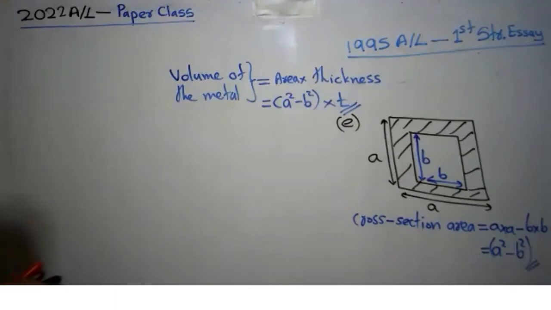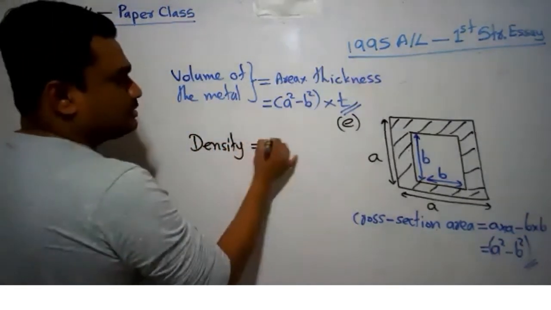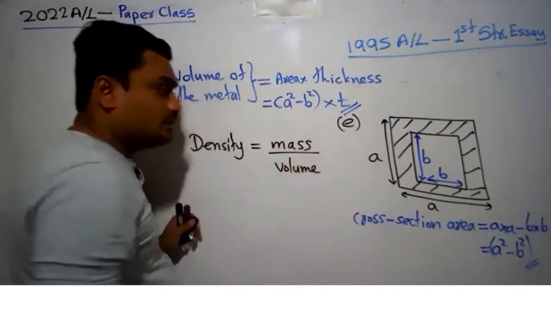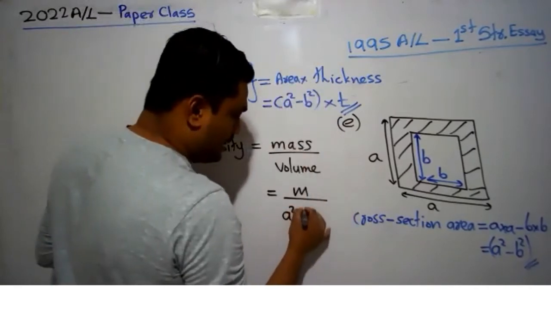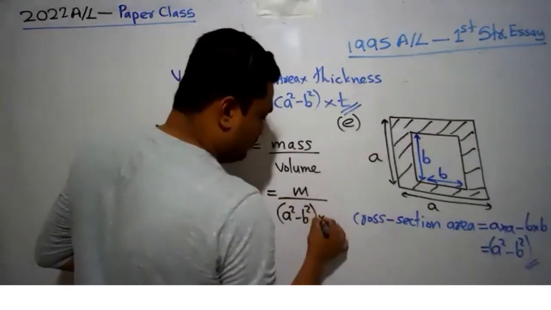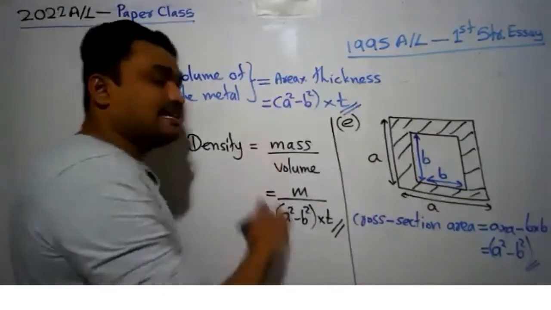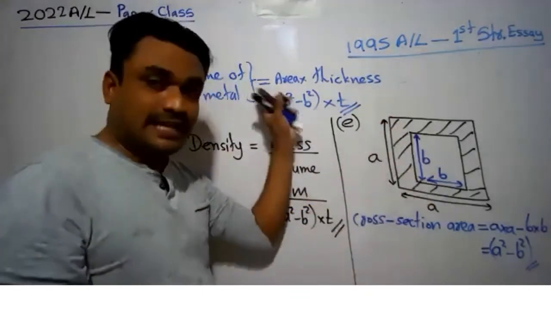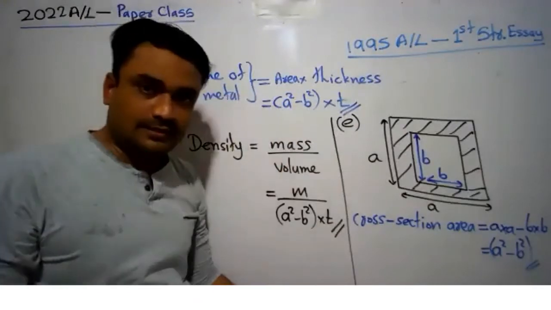Now we can easily write down an expression for the density. We know that density equals mass over volume, right? So the mass of the metal piece is M. The volume of the material is A squared minus B squared into T. So this is the answer for part E. In the examination, we have to write this equation directly. We cannot draw figures or write equations like this because this is a structured essay paper. There will not be enough space.